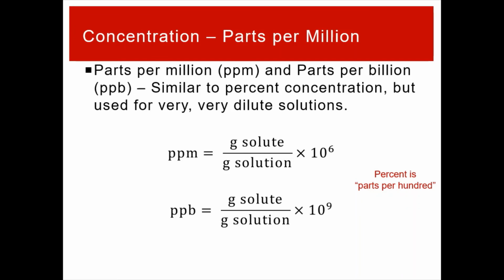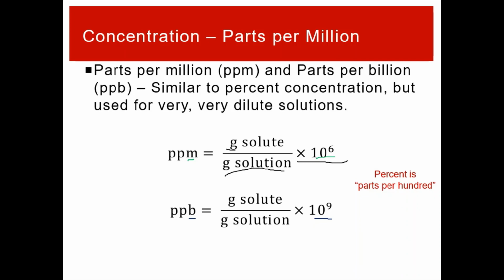Along the lines of these percent concentrations, there are also the units called parts per million and parts per billion, which are ppm and ppb. These are very similar units where you take a mass of solute divided by a mass of solution and you multiply it by some term. In the percent concentration, we were multiplying by 100. So percent is literally parts per 100. In the case of parts per million and parts per billion, I'm multiplying by 10 to the 6, where m is million, and 10 to the 9, where b is billion.